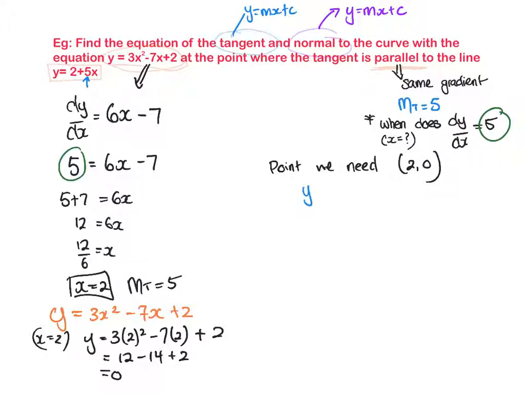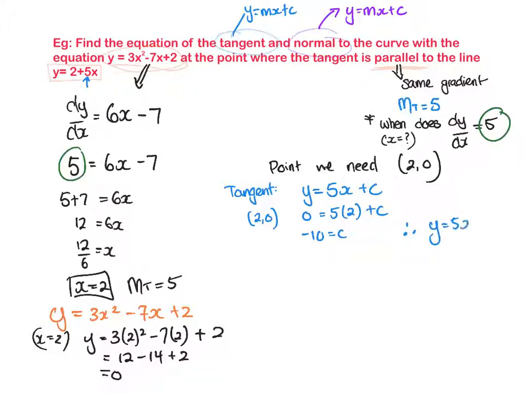Okay, and now let me go find my equations. So the tangent one, I'm doing in blue. So the tangent at the moment I know is 5x plus c, and I'm going to use that point. So 0 equals 5 times 2 plus c. So negative 10 equals c. You happy with that? So therefore the equation of the tangent is y equals 5x minus 10.